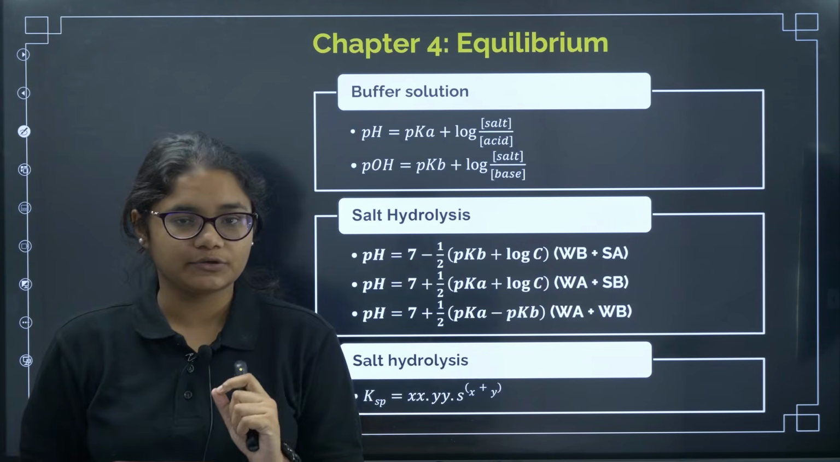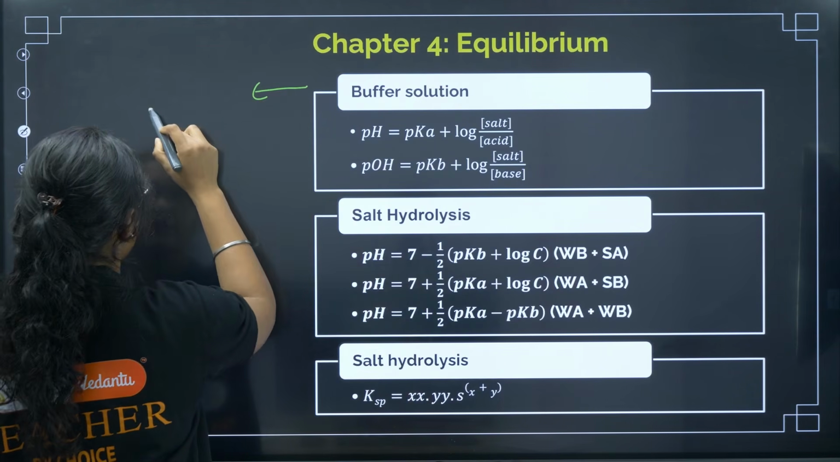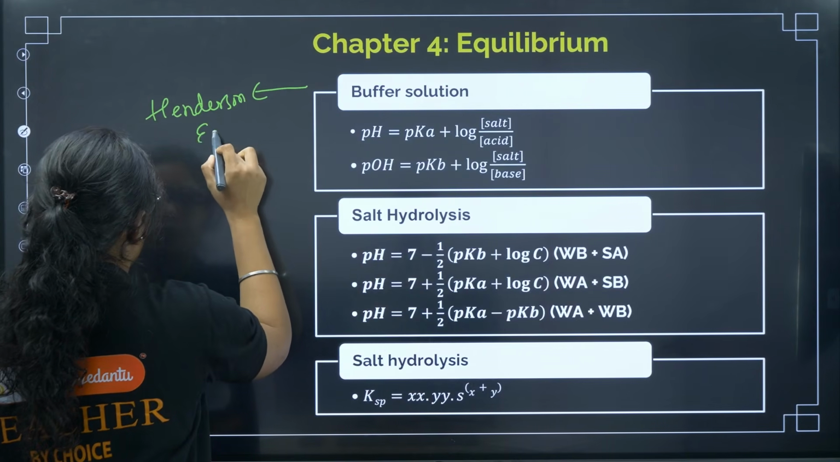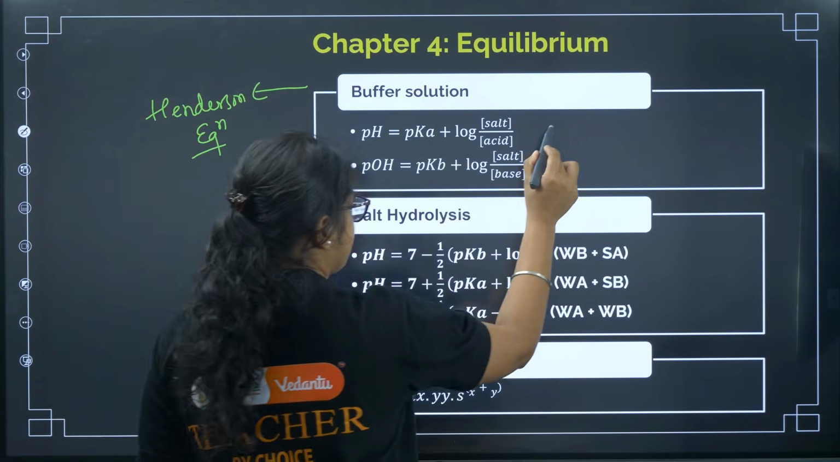Now coming to buffer solutions. We have 2 types of buffer. How is the pH of buffer solutions calculated? From the Henderson equation, right? In the Henderson equation, for an acidic buffer, okay.